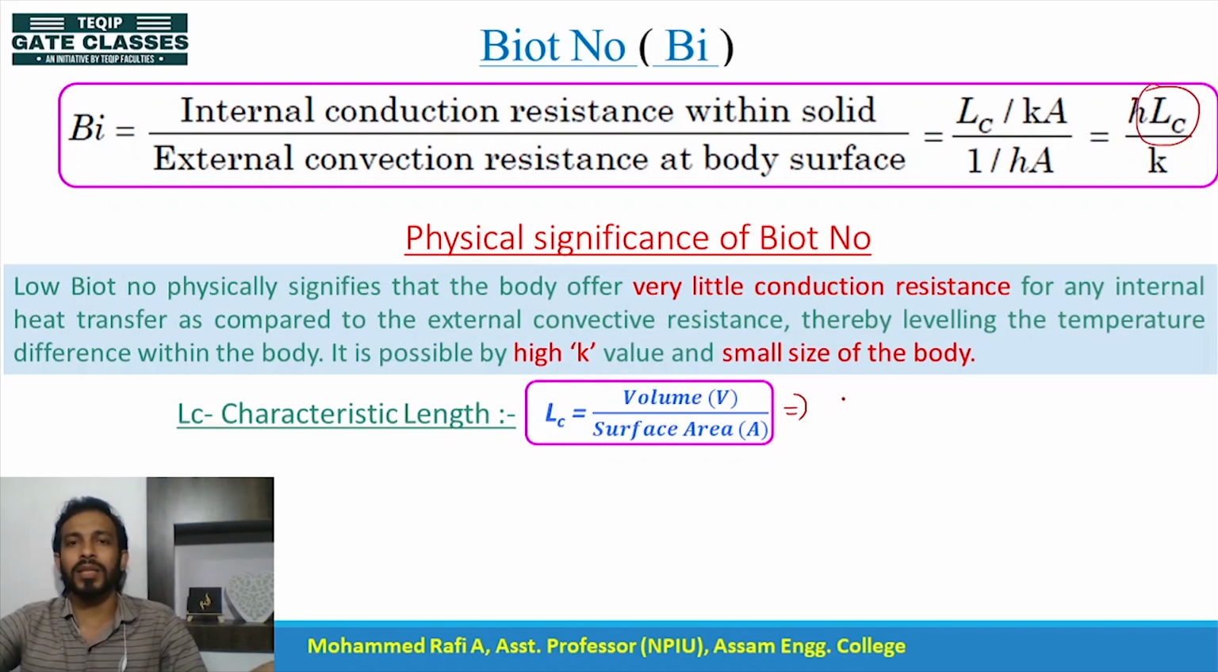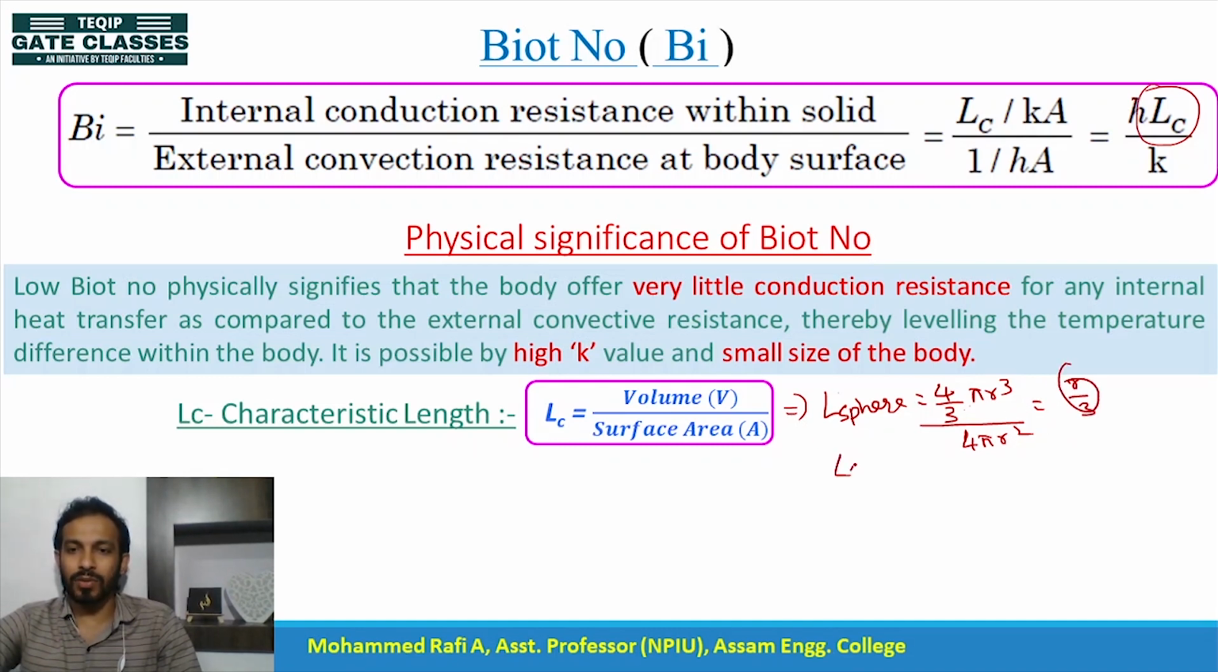Anyway, while defining the Biot number, what is the definition of characteristic length? It is nothing but the volume divided by area. Then only it will have a dimension of length, right? So what is the volume of a sphere, suppose I am talking about the characteristic length of a sphere? Yes, 4 by 3 pi r cube. And the area of a sphere is 4 pi r square. So it comes out to be r divided by 3.